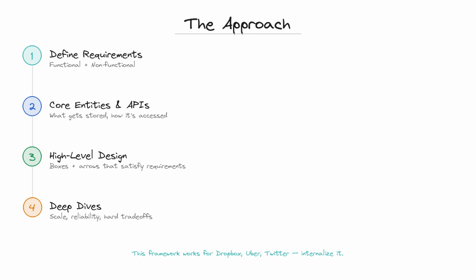Internalize it. One thing I want to flag early, Dropbox is considered a slightly easier system design question, so it gets asked heavily at the mid-level E4 L4 range. But it absolutely shows up for senior and staff candidates too. The difference is how deep you go in the deep dives. I'll call that out as we go. Alright, step 1.